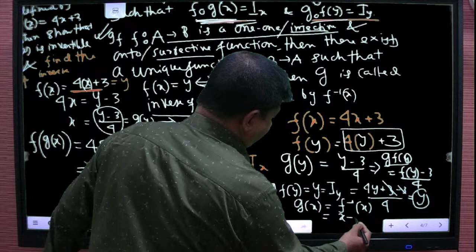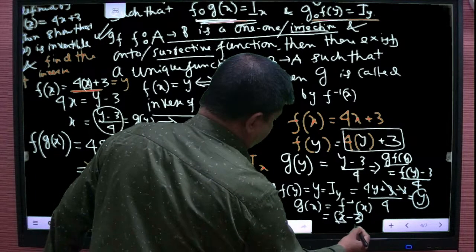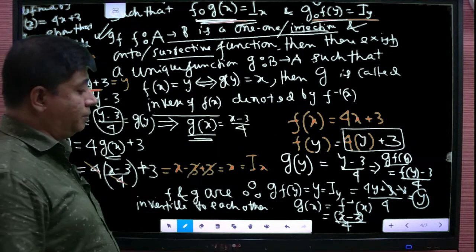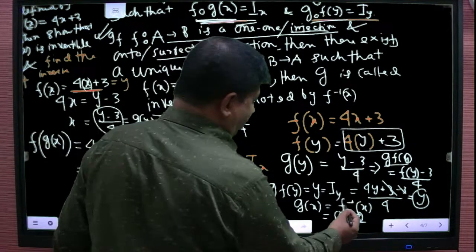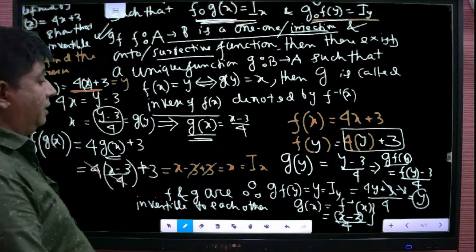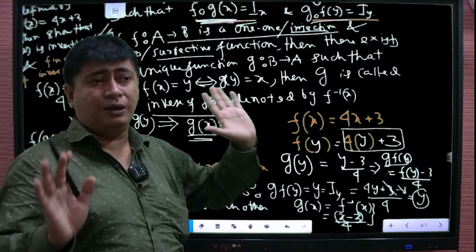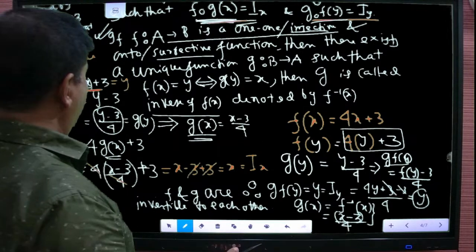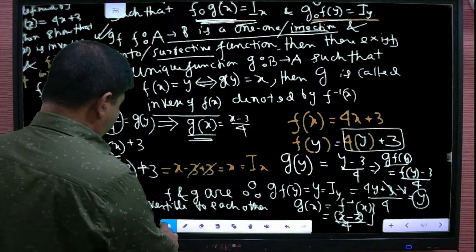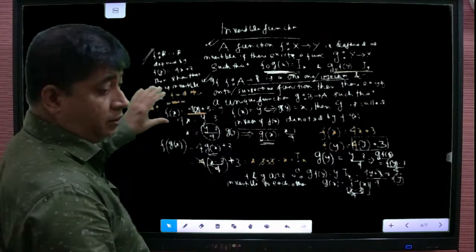X minus 3 by 4, that is f inverse x. So we have gone through the definition, means theory, and we have gone through one example. Okay?